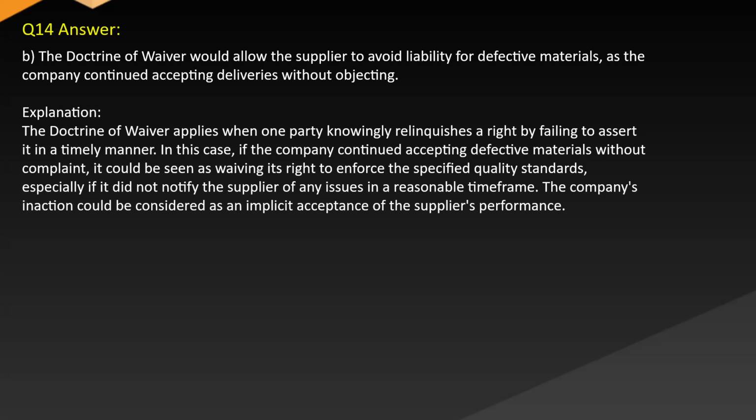Answer B. The doctrine of waiver would allow the supplier to avoid liability for defective materials as the company continued accepting deliveries without objecting. Explanation. The doctrine of waiver applies when one party knowingly relinquishes a right by failing to assert it in a timely manner. In this case, if the company continued accepting defective materials without complaint, it could be seen as waiving its right to enforce the specified quality standard, especially if it did not notify the supplier of any issues in a reasonable time frame. The company's inaction could be considered as an implicit acceptance of the supplier's performance.